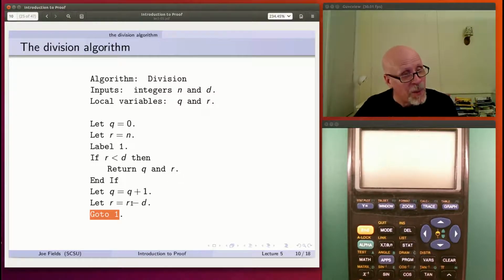It seems reasonable to us that I've got R. I'm going to set R equal to itself minus D. And so what I'm doing here is subtracting D off over and over again. Each time I subtract a D, I bump up Q. And when I get the remainder small enough, if I've subtracted off enough D's, it'll be the right size to be truly a remainder, and Q will be the right size to be the quotient.